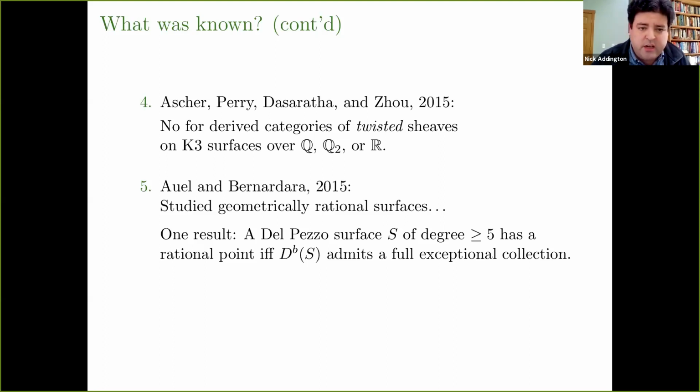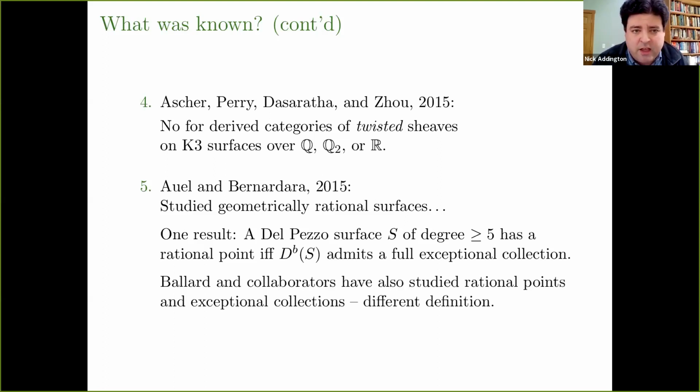And I should add that Matt Ballard and his collaborators are also interested in those kind of results, and they have a different definition of exceptional collection. So beware if you're reading that literature. Right. So let me talk about our results.